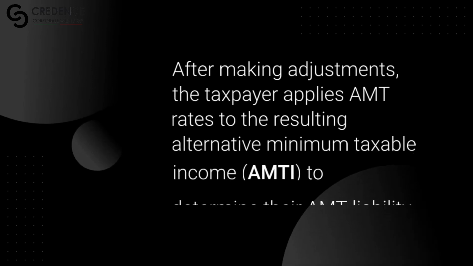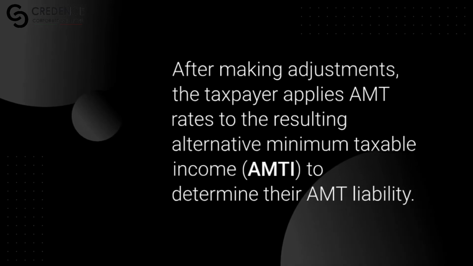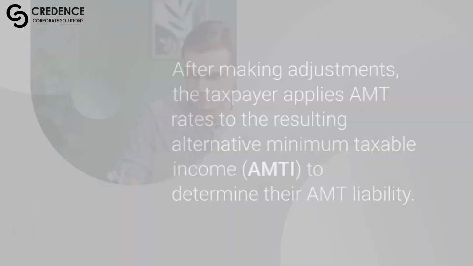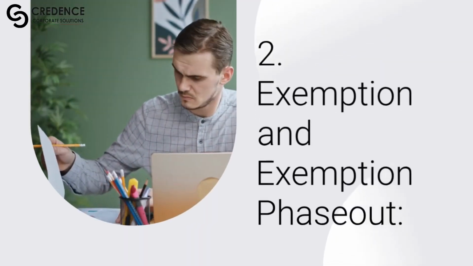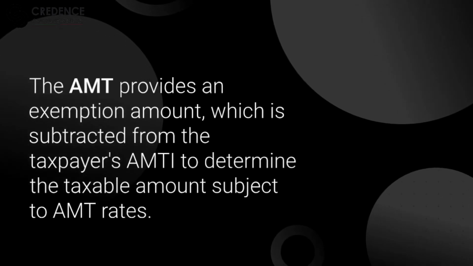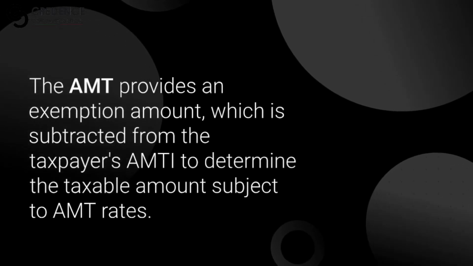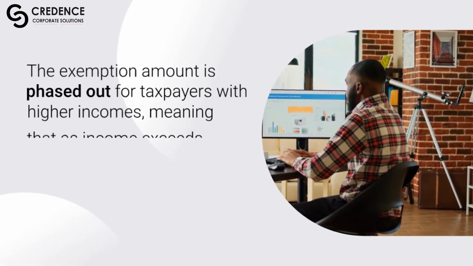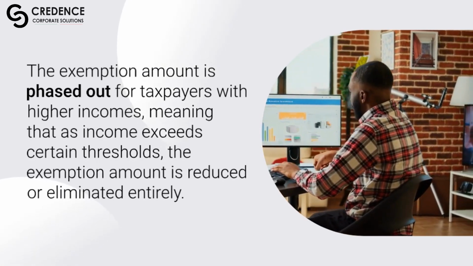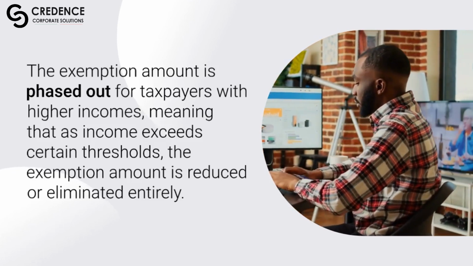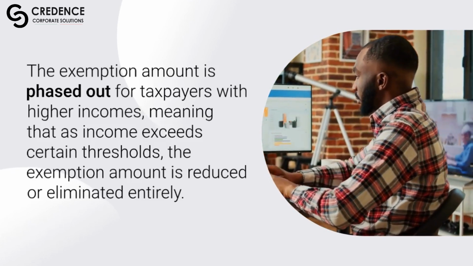After making adjustments, the taxpayer applies AMT rates to the resulting alternative minimum taxable income, AMTI, to determine their AMT liability. 2. Exemption and exemption phase out. The AMT provides an exemption amount, which is subtracted from the taxpayer's AMTI to determine the taxable amount subject to AMT rates. The exemption amount is phased out for taxpayers with higher incomes, meaning that as income exceeds certain thresholds, the exemption amount is reduced or eliminated entirely.